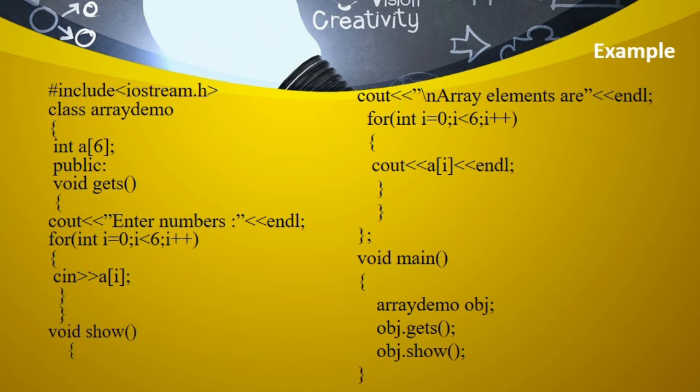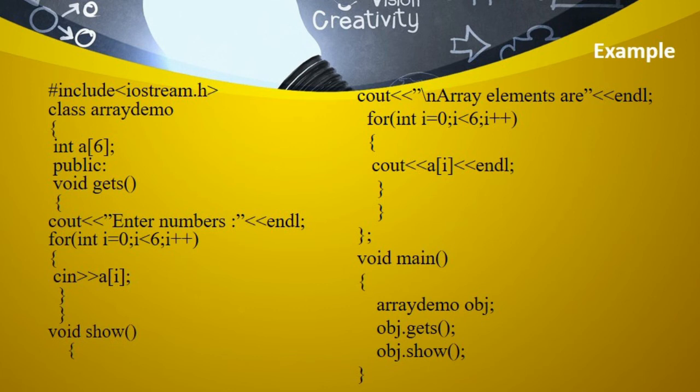The iteration repeats until the i value gets incremented to 6. Once the i value is 6, 6 less than 6, the condition is false. So automatically the control exits from the for loop. Next, it returns to the next statement of the main function, which is the calling of the show member function using the object, obj.show.